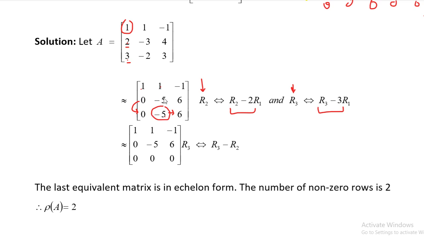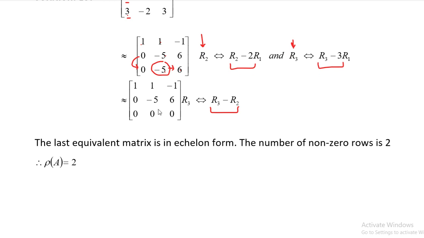So if I just subtract R2 from R3, I will get 0 here. So 0 minus 0 remains 0, minus 5 plus 5 becomes 0, and coincidentally 6 minus 6 also becomes 0. So this is the echelon form. The first leading entry is here, the next row's leading entry is here, and in the third row there is no leading entry, so no problem.